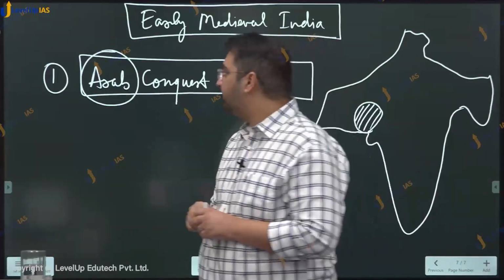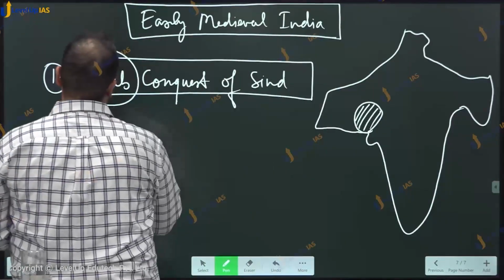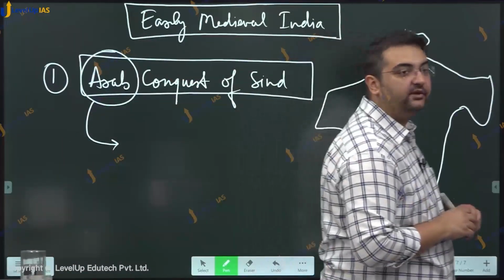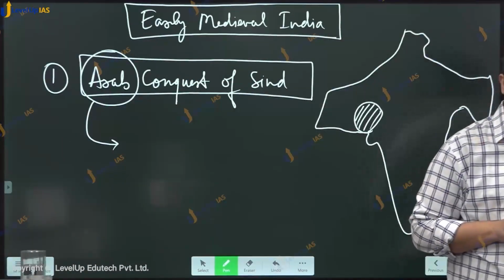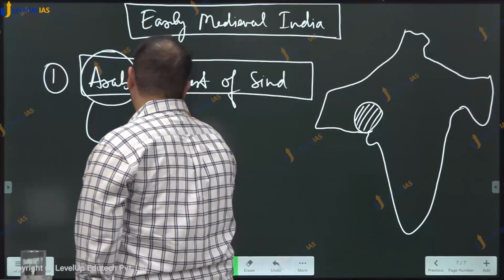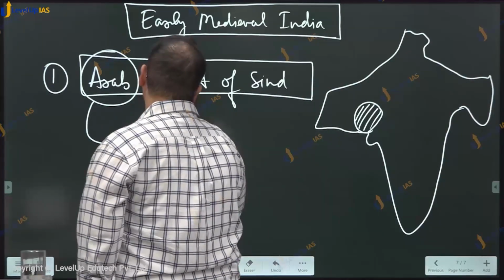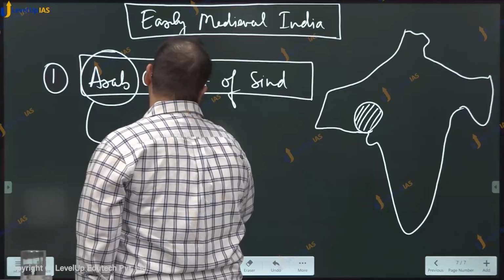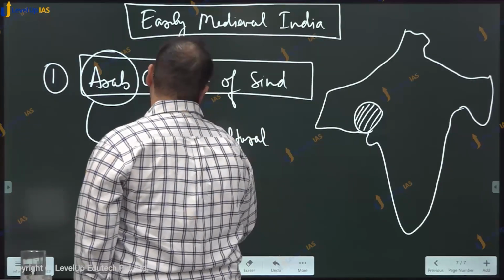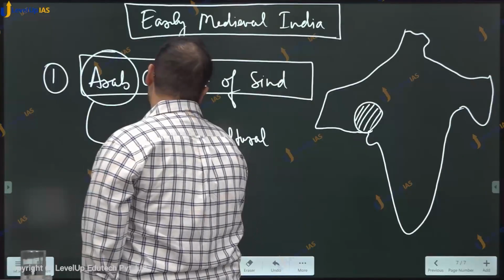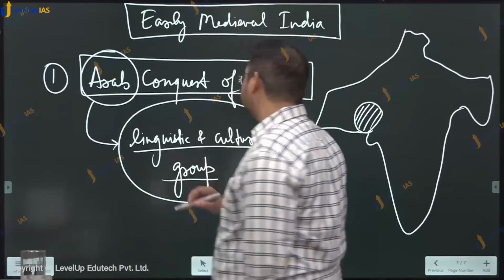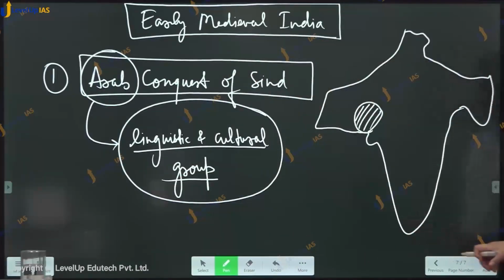So the term Arab, is it a religious identity or is it a linguistic and cultural identity? Linguistic and cultural identity. It is a linguistic and cultural group. Spread over which part of the world?